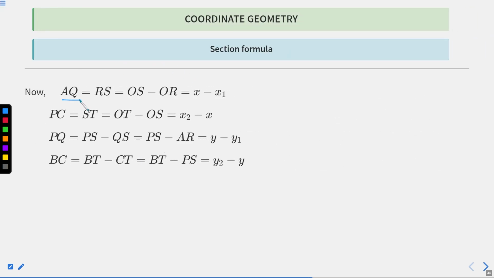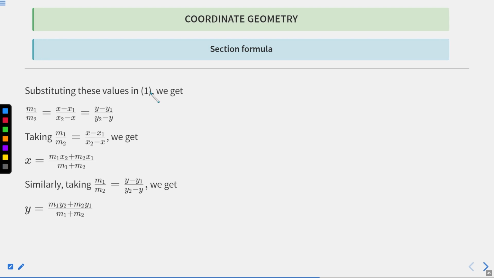And now AQ is actually equal to RS, and this is equal to OS minus OR, that is equal to x minus x1. And PC is equal to ST, that is equal to OT minus OS, that is equal to x2 minus x. And PQ is equal to PS minus QS, that is equal to PS minus AR, and this is equal to y minus y1. Okay, and BC is equal to BT minus CT, and this is equal to BT minus PS, and this is equal to y2 minus y. So AQ is equal to x minus x1, PC is equal to x2 minus x, PQ is equal to y minus y1, and BC is equal to y2 minus y.